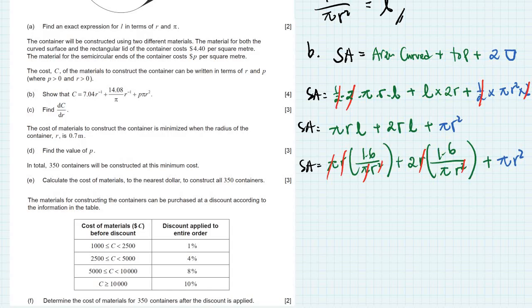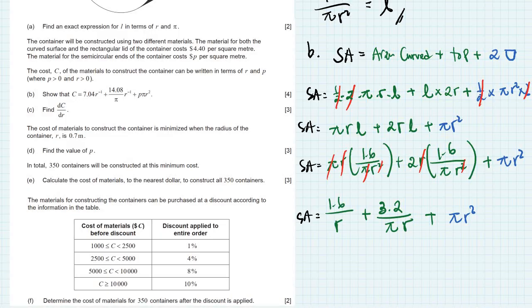So we will have the surface area is equal to 1.6 divided by r squared, r, plus 2 times 1.6, 2 times 1.6 is 3.2, 3.2 divided by pi r, plus the blue part is pi r squared. This is not done because we just discovered the surface area. We need to calculate the cost.